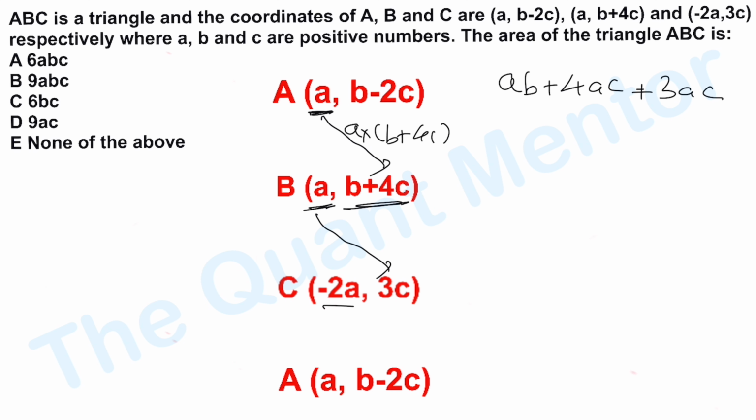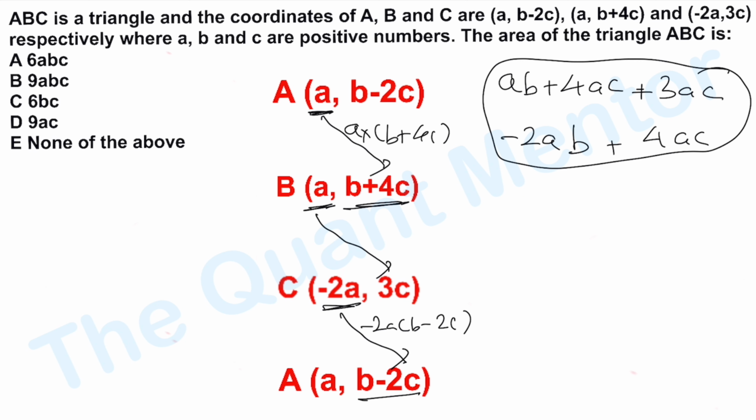And the last step is this x coordinate we multiply by this y coordinate. When we do that, we get minus 2a into b minus 2c. So minus 2a into b minus 2c, when we open it out, we will get minus 2ab plus 4ac. Now this simplifies to 4 plus 4, 8 plus 3, 11. 11ac minus 2ab, and ab is minus ab. So this is one thing that we keep track of.